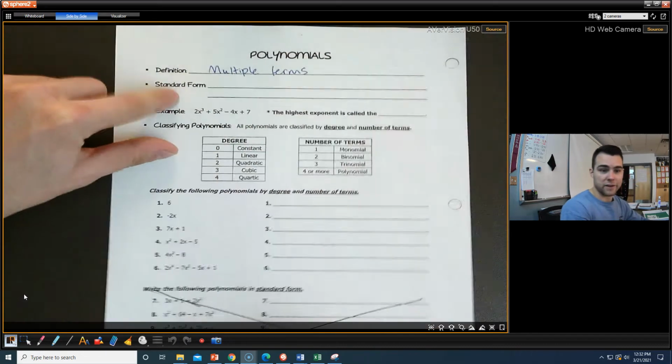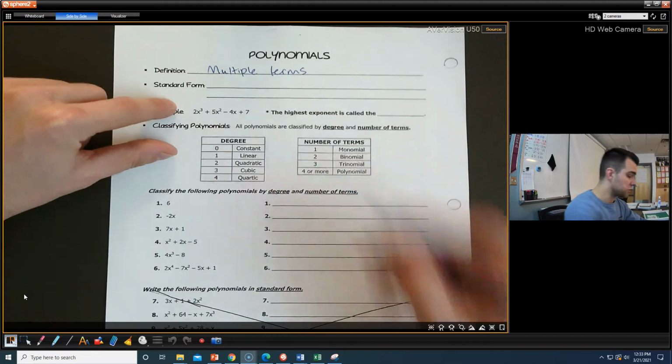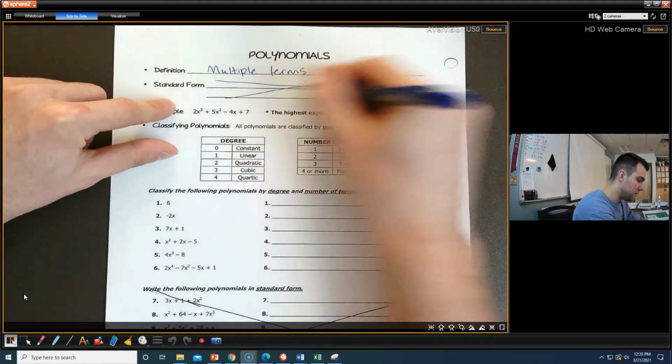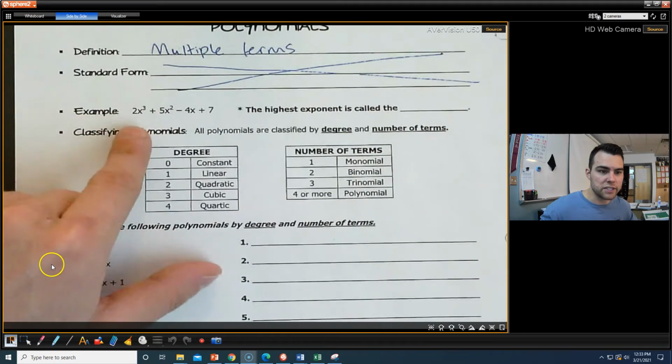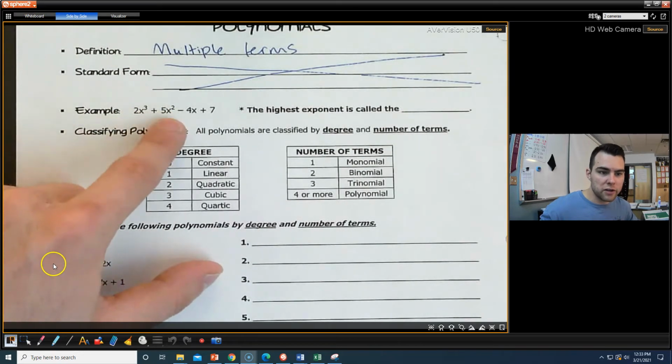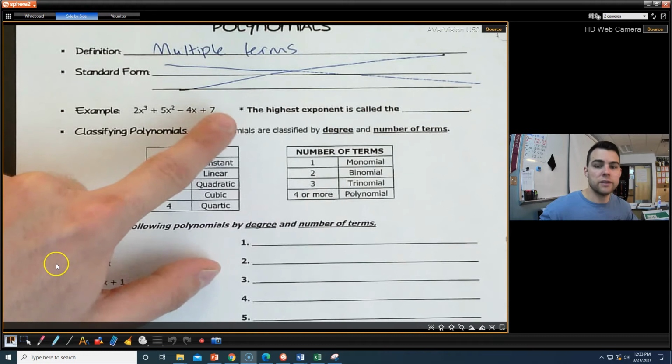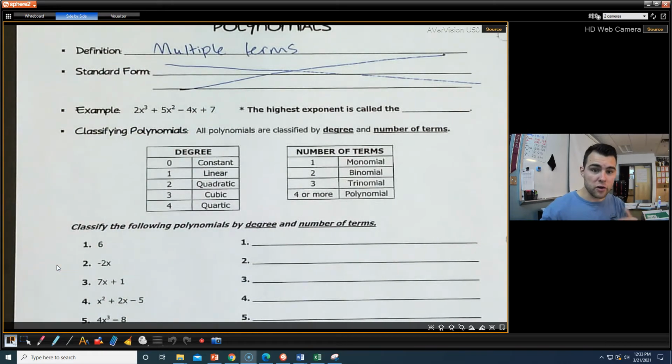And we don't need to worry about the standard form. I'm not too concerned with that. Just go ahead and cross that out. And we've seen polynomials before. You might have seen something like this. This is a monomial, monomial, monomial, monomial, and altogether they form a polynomial.